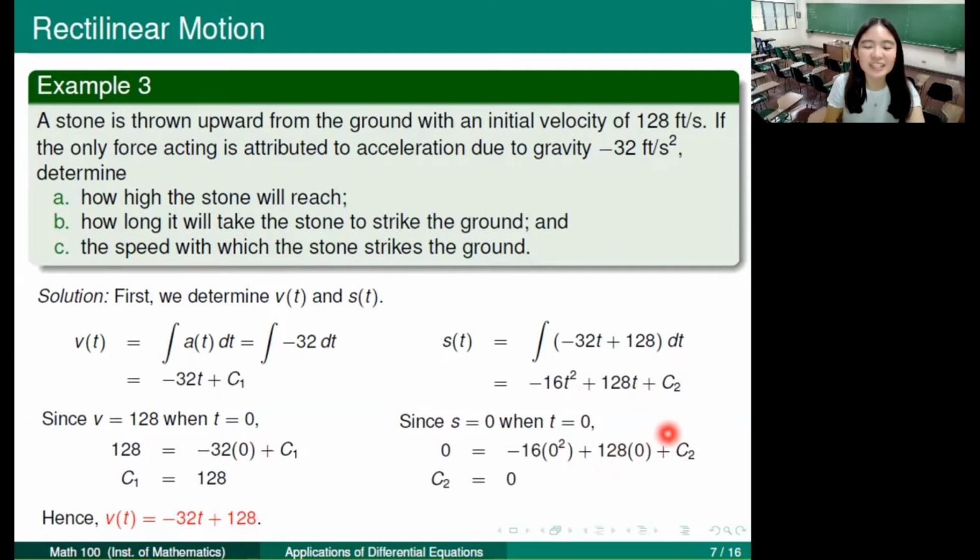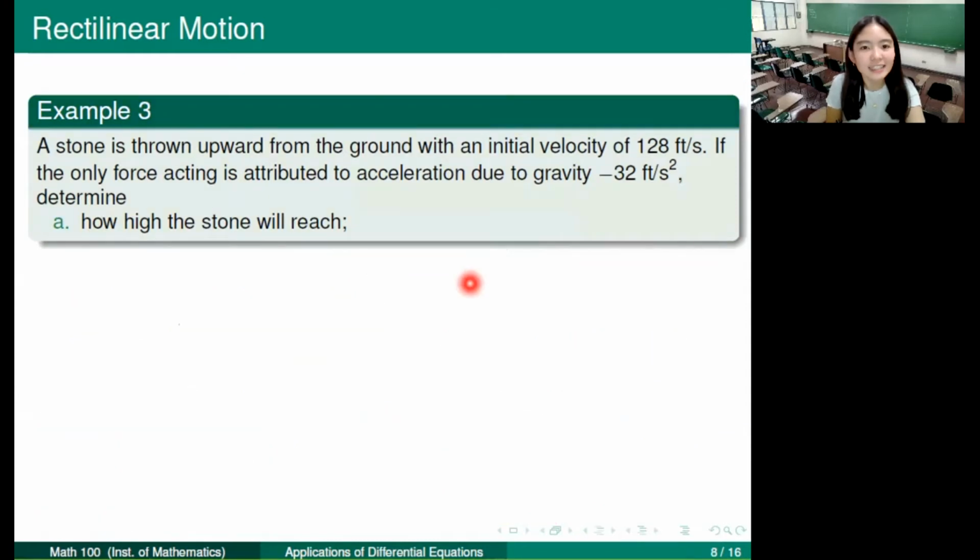So, therefore, it will turn out na ang c sub 2 natin ay 0 lang pala. So, therefore, ito na yung s of t natin. This is our position function already. So, we found v and we found s already. Kaya na nating ma-attack yung mga hinihingi dito.